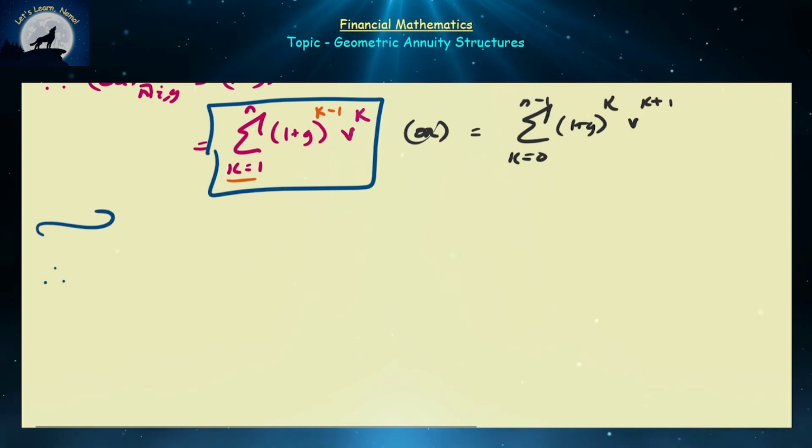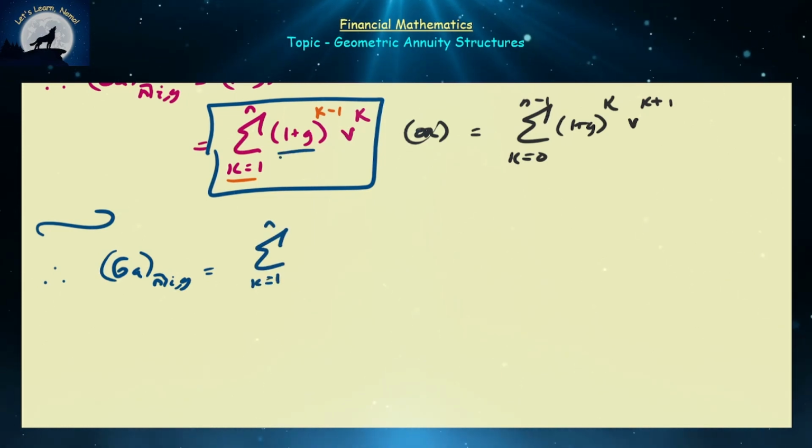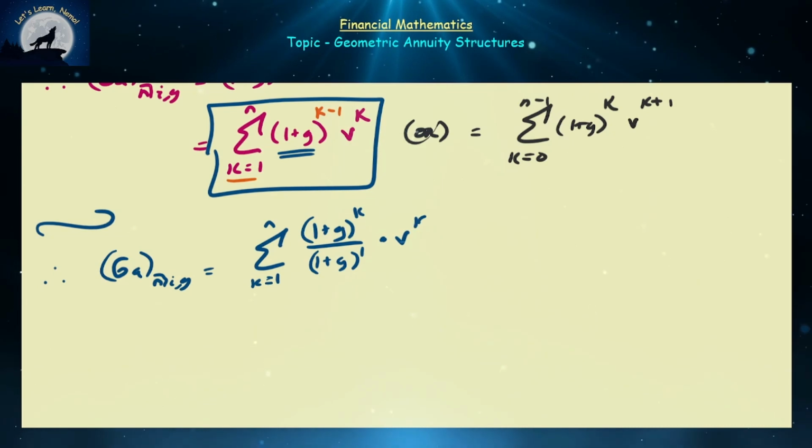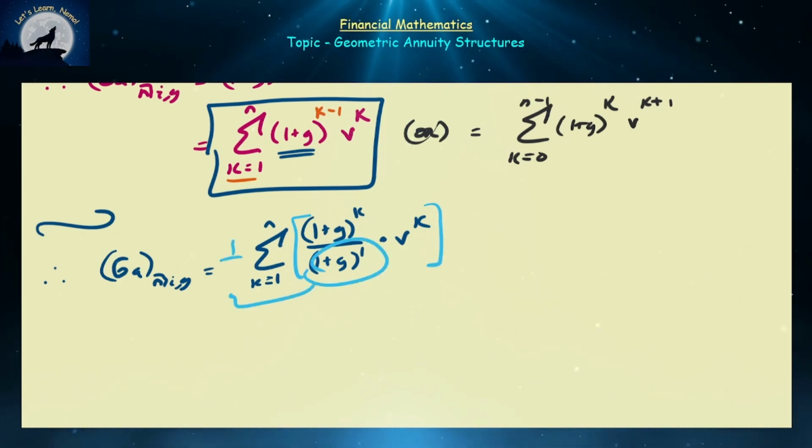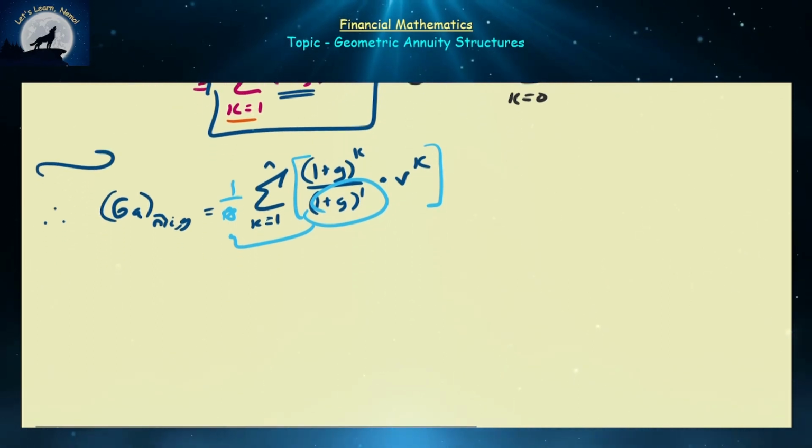Nothing special. So we're going to have (Ga)_{n|i,g} equal to the sum from k = 1 to n. Now notice here, if I want (1 + g) to be raised to the power of k, I'm missing one of the (1 + g)'s, am I not? So actually I can write this as (1 + g)^k over (1 + g)^1. That's going to give us (1 + g)^(k-1), and once I simplify that, that's going to be times 1 times ν^k. This 1 over (1 + g) can actually be factored out over that particular object, and that's going to give us a nice expression to work with.